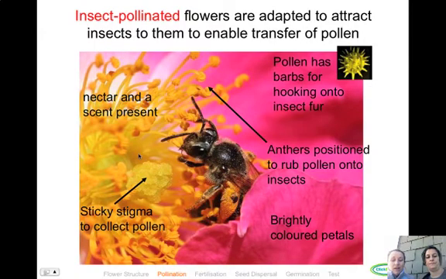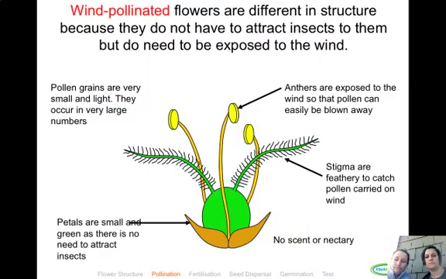The sticky stigma collects the pollen as well. And then the pollen has barbs that hook onto the fur of the insect. The anthers are positioned on the outside of the flower to rub their pollen onto the insects. And also the brightly colored petals attract insects as well.